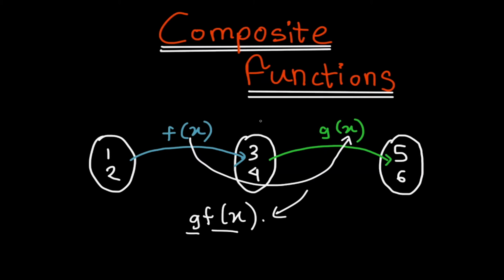The output of f of x becomes a part of the input of g of x. So for g of f of x to exist, the range of f of x has to be contained within the domain of g of x. Let's see an example to clear the concept more.